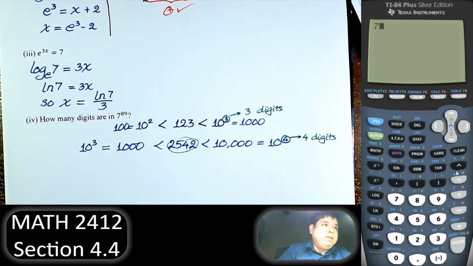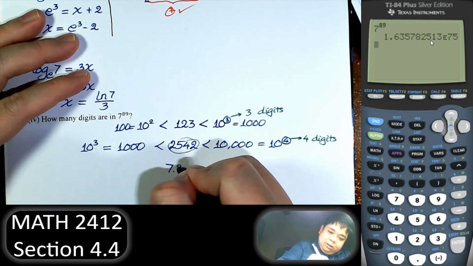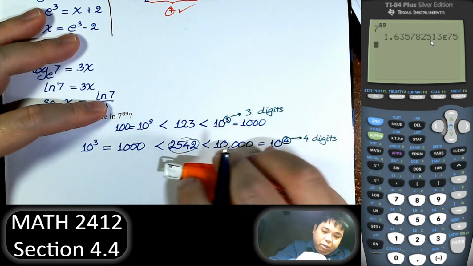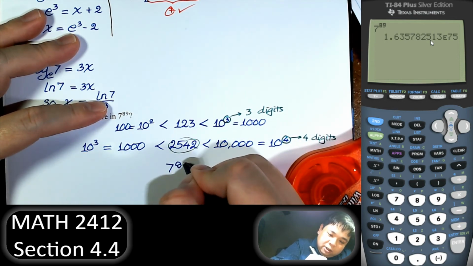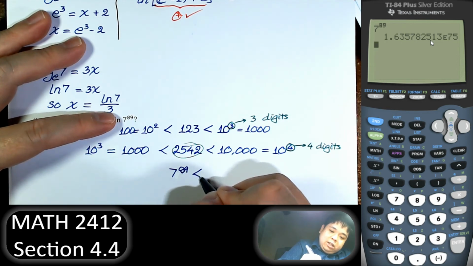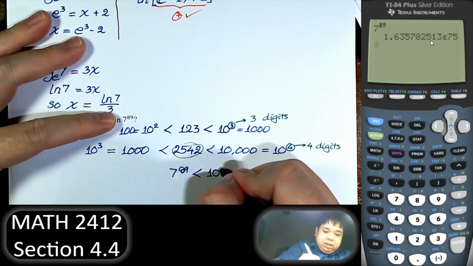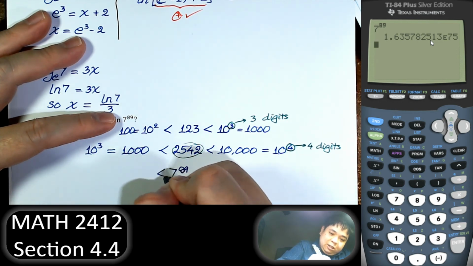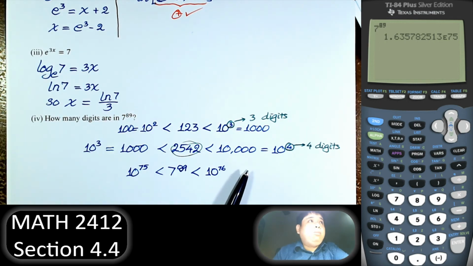And then here we have 7 to the 89. So that is 7 to the power of 89. It is 1.6 something, so we can say this is between 10 to the 75 and 10 to the 76. This is 1.6 times 10 to the 75.